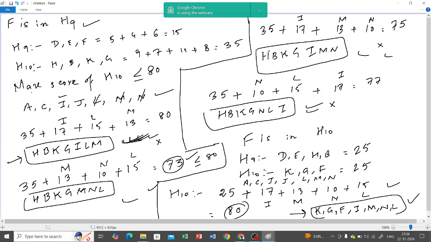Which of these players was definitely in H9 if the score of H10 is 77? So this is the 77 score, right? This is the team which has 77 score. So the question is which of these players was definitely in H9? So I is already there in H10, so of course it will not be in H9. L is there in H10, so it will not be in H9. M is not there in H10, so that means it will be in H9.